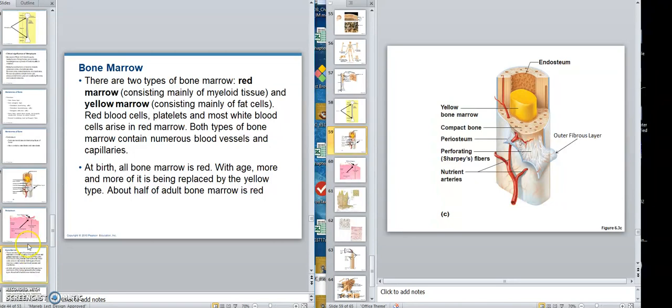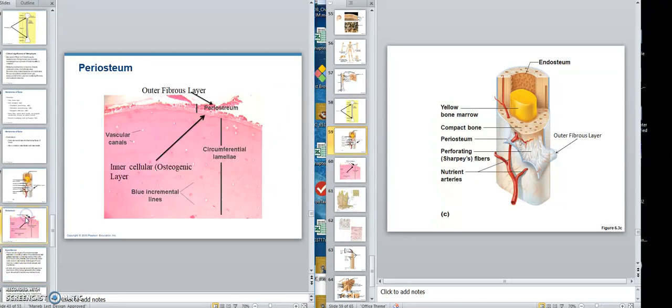So we will stop right here and pick it up. We're going to start at that picture right there to get a further understanding of this periosteum and so forth. Right? Thank you.